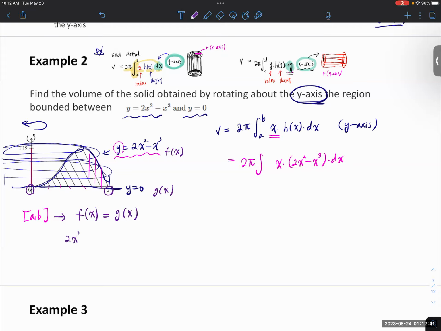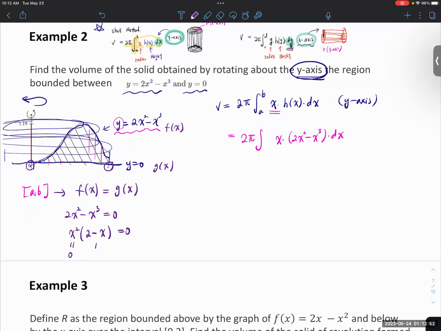So 2x squared minus x cubed equals 0. I'm going to find the common factor. So 2 minus x equals 0. So that is going to be 0, and this is going to be 0. So x equals 0 and x equals 2 exactly. A to b is going to be 0 to 2. So from 0 to 2.